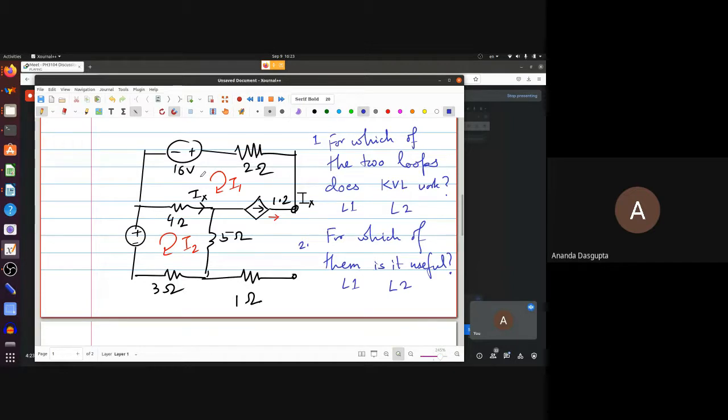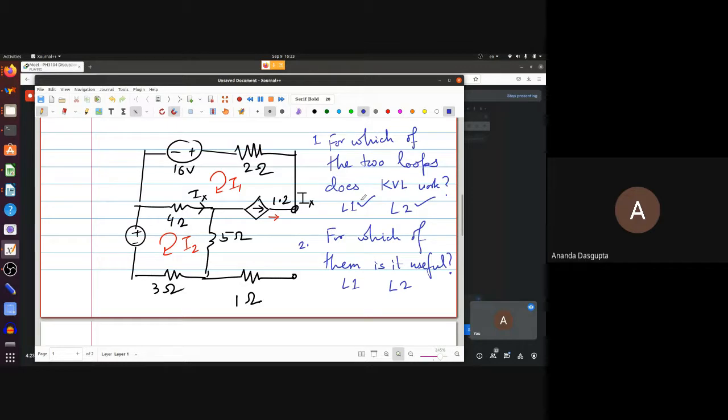Of course, there may be situations where it appears not to work, but that's because there are some other parts of your circuit which is leaking energy somehow. Not in a standard electrical circuit like this. So the answer is it works for L1, works for L2. But the second part of the answer, second question is actually more useful right now, more important right now. For which of them is it useful? The answer is this loop, the loop 2.